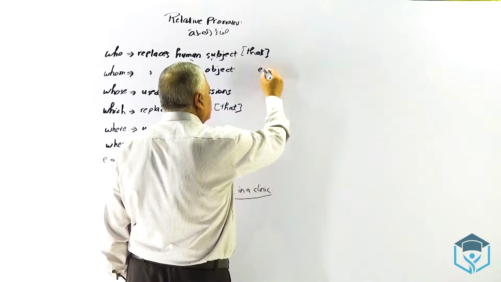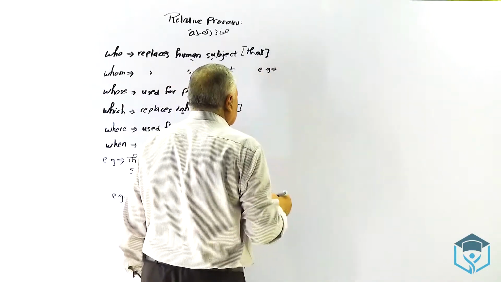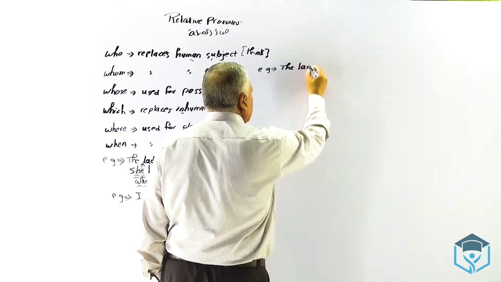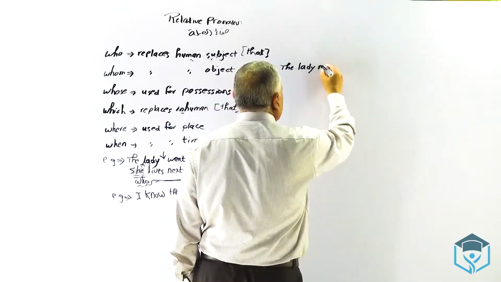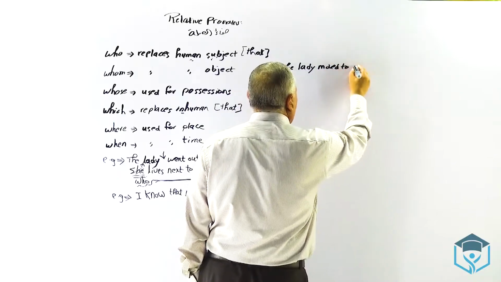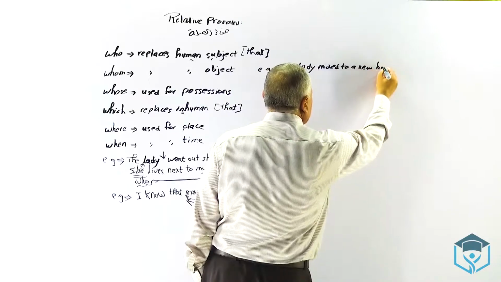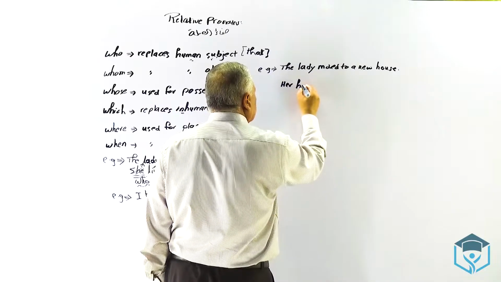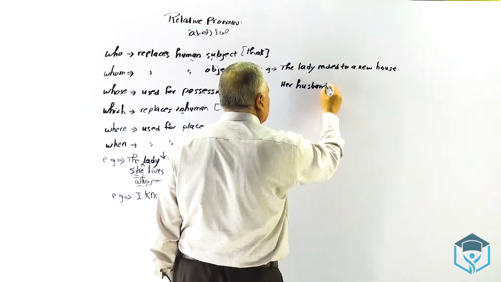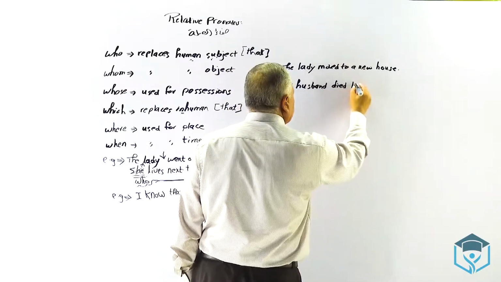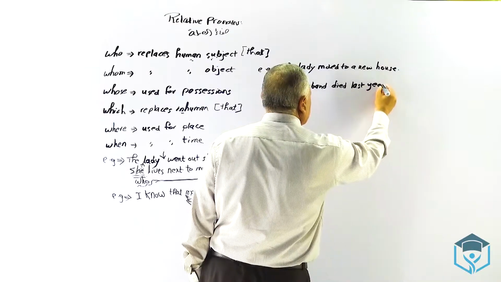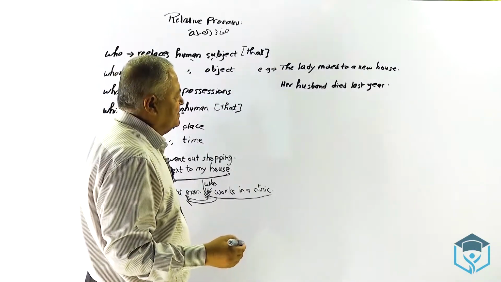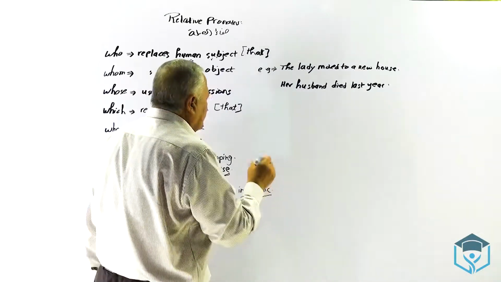Third example. The lady moved to a new house. Her husband died last year. The lady moved to a new house. Her husband died last year. Always look at the second sentence.